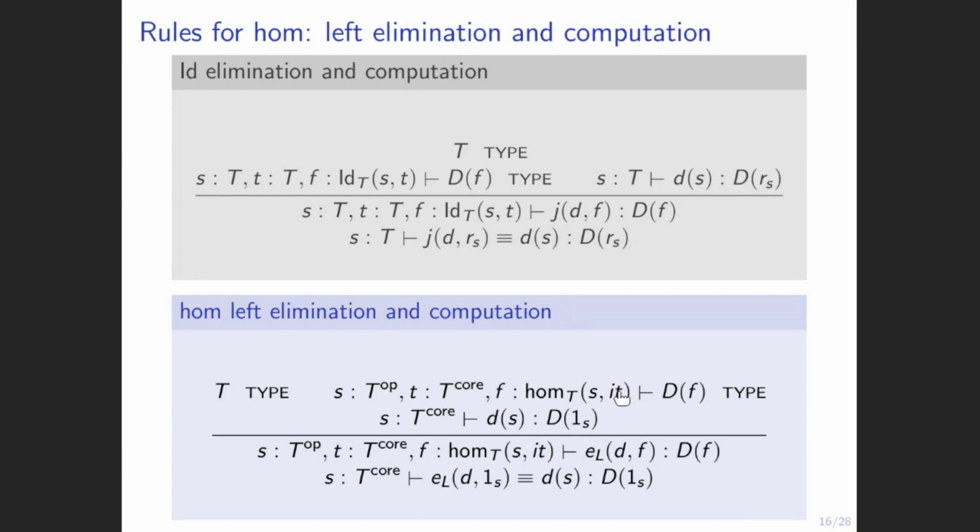So now we want to restrict to homomorphisms that end at a guy in the core, but could begin at anything in T-op. And if we have some dependent type on this, and we have some inhabitant on the identity homomorphisms, then we can extend this in some sense backwards along S to get an inhabitant of D of any path ending at a guy in the core.